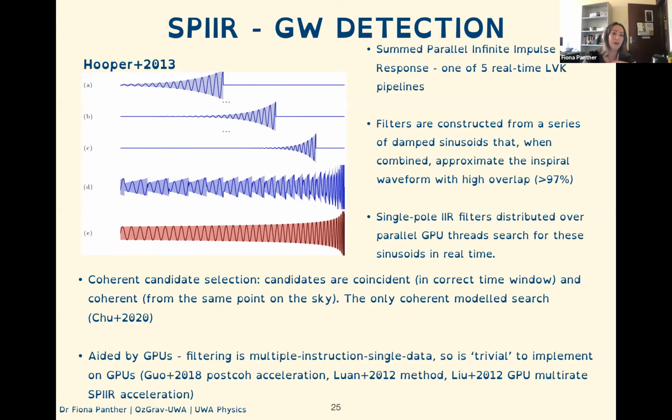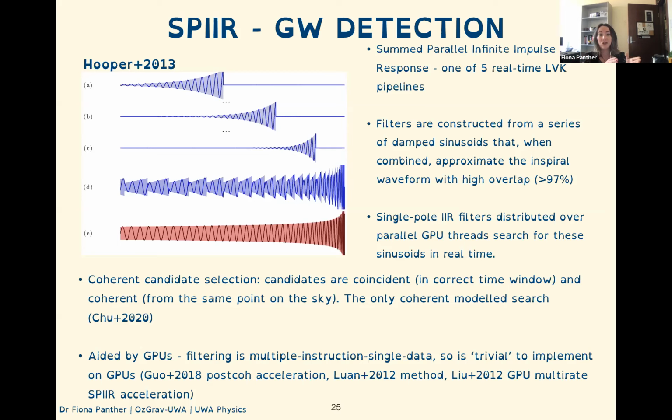So what we do is we say, okay, here's our lovely numerical relativity waveform. Let's simplify that down as much as we can. We approximate it using a series of damped sinusoids, and when you sum them all up, you approximate the waveform very accurately. So you've got very high overlap between the summed filters and the waveform itself. Each of those individual sinusoids gets distributed onto single pole IIR filters, each on a GPU thread, and then you search for them in real time. If you find some, you get triggers out, and then you can do coherent candidate selection.